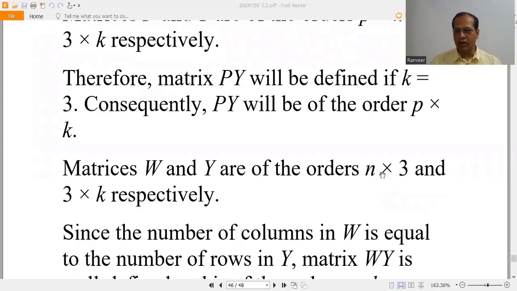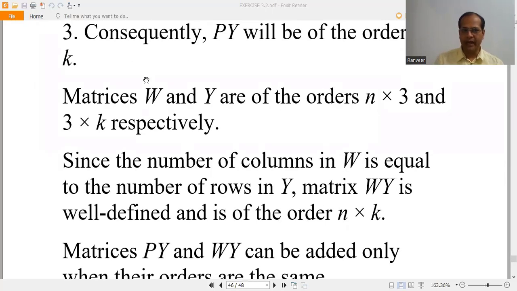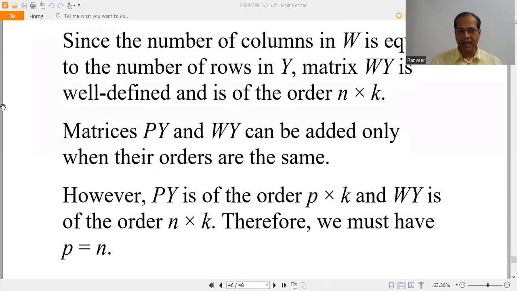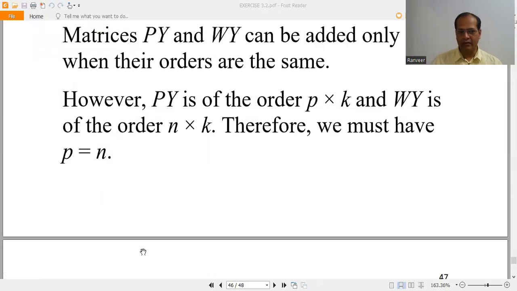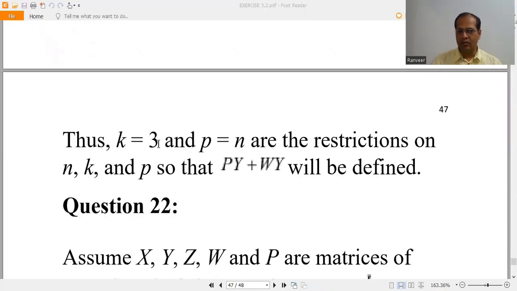W and Y are of order n by 3 and 3 by k. So n by 3 and 3 by k mean the final order is n by k. This is the order of the WY matrix. So according to the given question, p equals n. So k equal to 3 and p equal to n are the restrictions on n, k, p to define PY plus WY.